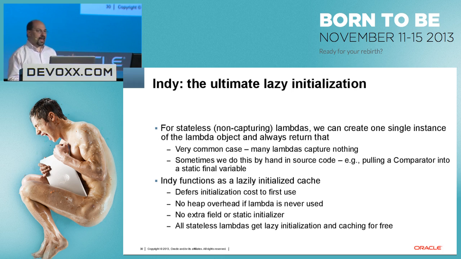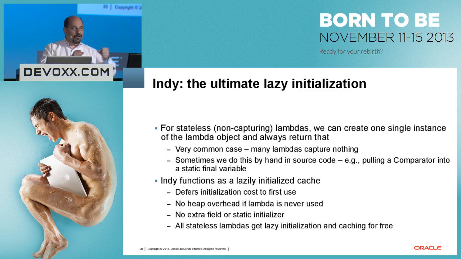And the VM sees that and says, oh, I know what's going on there. That's a constant call site. I don't actually have to invoke the Lambda factory method. I'm going to turn that into a constant load. So the result is that we've automated this trick of pulling stateless objects into static fields. We still get lazy initialization. We defer the initialization cost to first use rather than doing it statically in the static initializer, without putting any extra footprint into the class or anything like that.